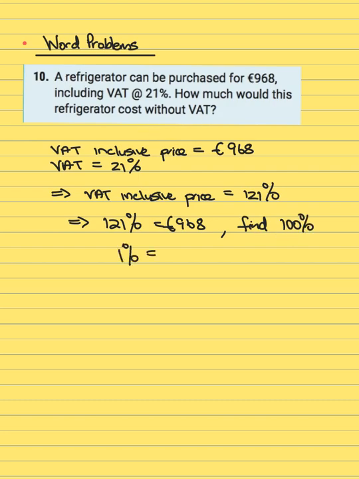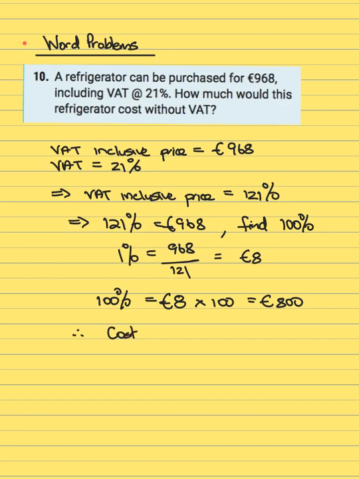As before, we get 1%. We know 121%. 1% is 968 divided by 121, and we pop that in our calculator, and we get €8. And then it's easy to see that 100% is the €8 multiplied by 100, because that's €8 is 1%. So we get €800, and that's our cost before the VAT has been added. Cost without VAT, in other words, is €800.